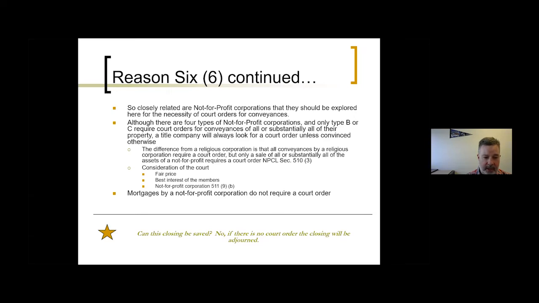And what is the court going to look at? They're going to make sure that the price is fair and, for a not-for-profit corporation, that it's in the best interest of members. And just to note, a mortgage by a not-for-profit corporation does not require a court order. As I said before, if you have a religious corp and you don't have a court order, no, we're not going to be able to save this closing. It's definitely going to adjourn. You're going to have to get leave of court to sell the property.